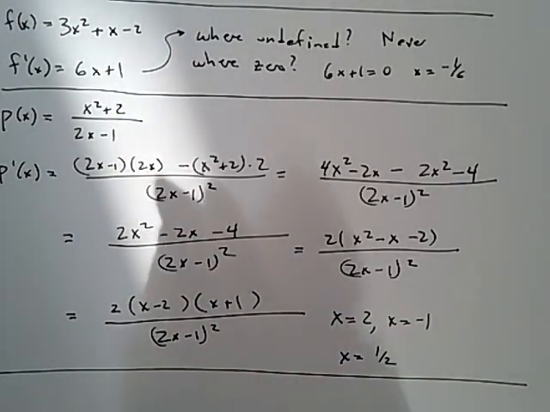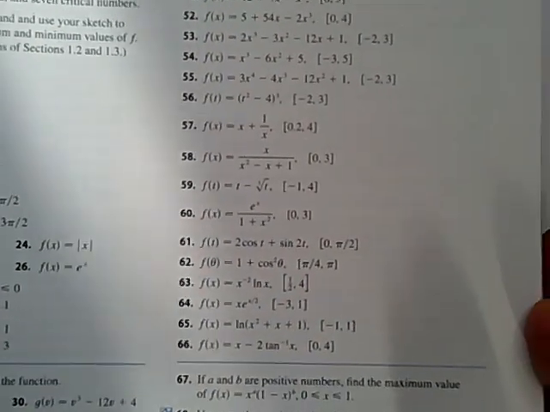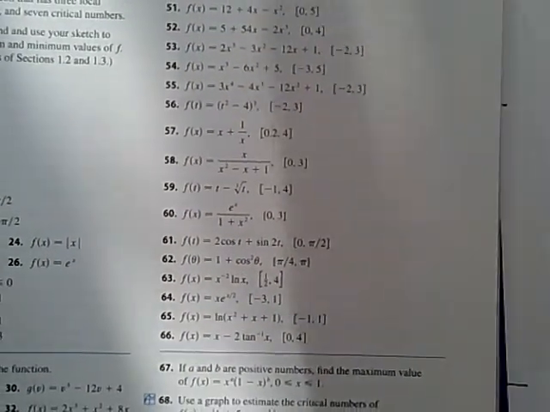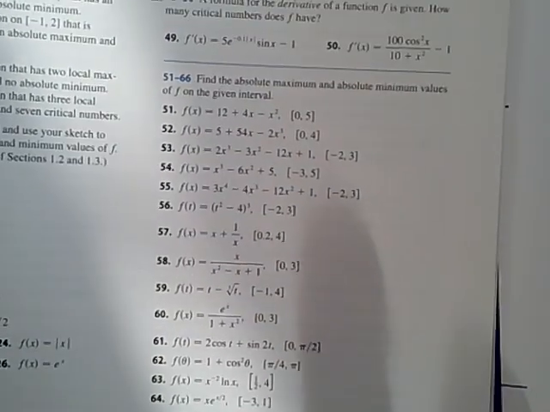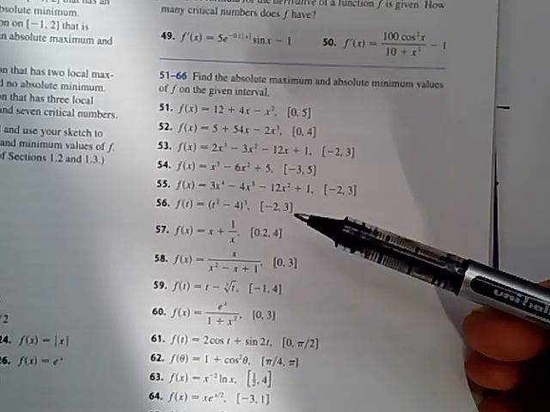Okay, then two more problems, 53 and 57. Those are a different kind of problem. In those problems, what we're trying to do is find the absolute max and absolute min on the given interval. So it is number 53 and number 57.